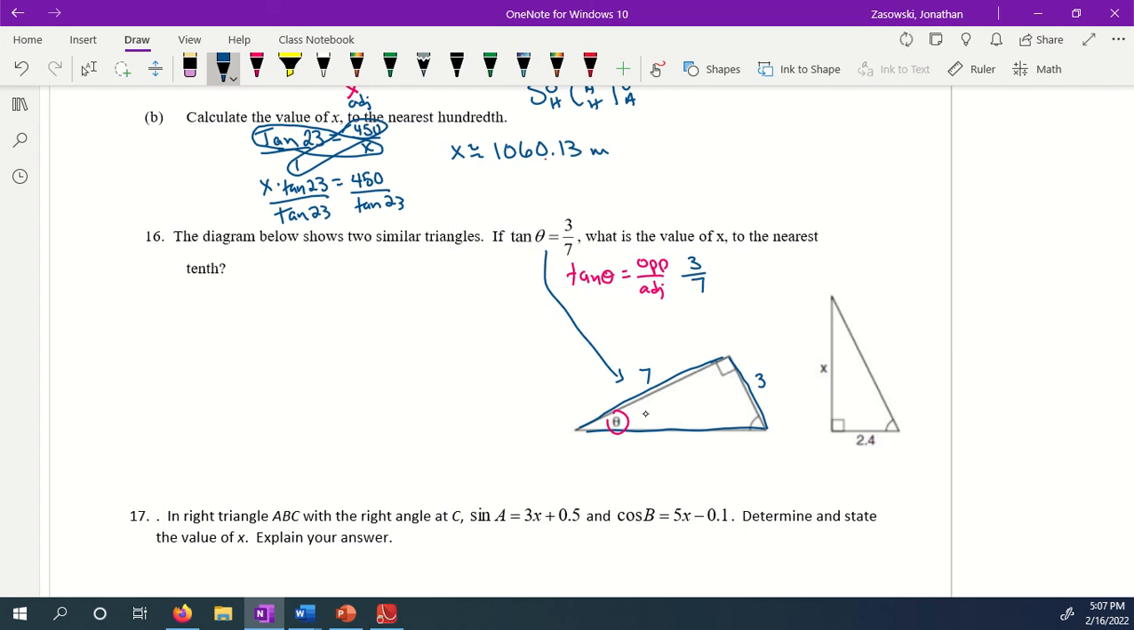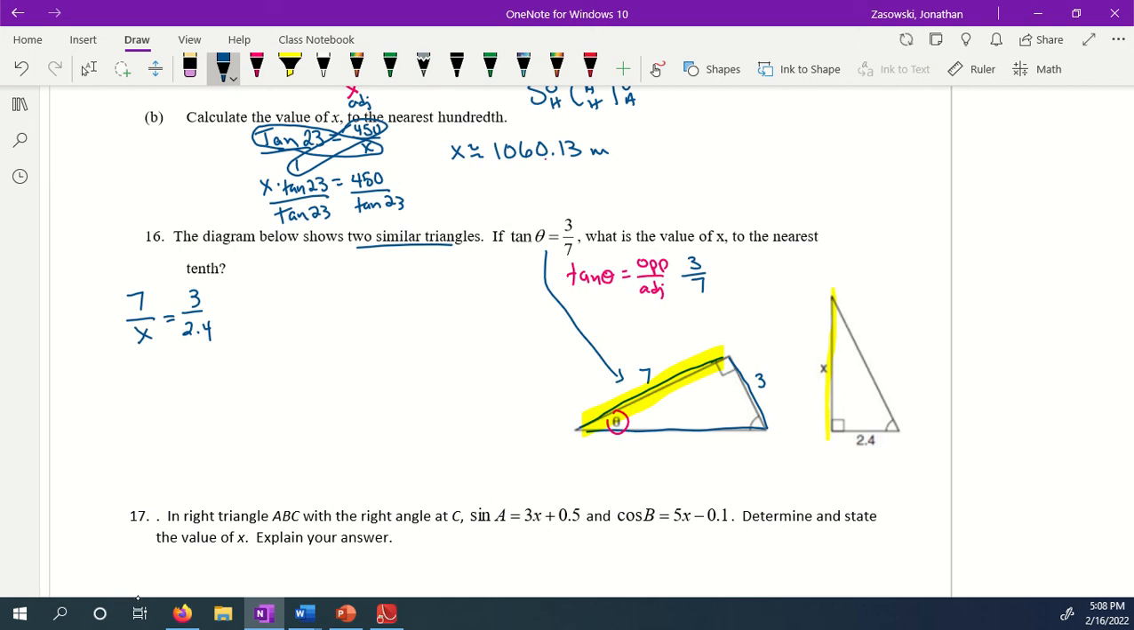So there's a couple ways that we can go about doing this. Number one, we know that these two triangles are similar. So we could make a ratio of the sides because we know that this side 7 corresponds to X, and 3 corresponds to the 2.4. So we could just say 7 over X is equal to 3 over 2.4, and now I can cross multiply and solve. So that's one option.